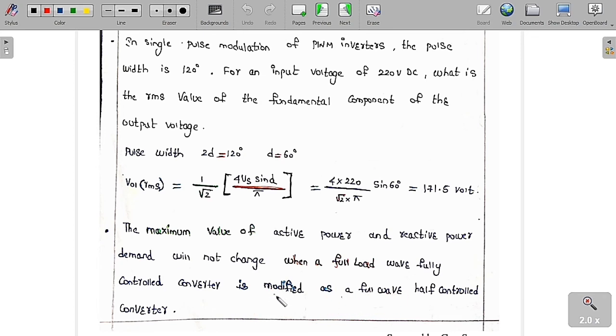Suppose you are going to keep a load with a fully controlled converter, and then you replace the full wave controlled rectifier by the semi-converter. The active power demand of the load and the reactive power demand of the load will not change. The maximum value of the active power and the reactive power demand will not change when a fully controlled rectifier is modified as a semi-converter.